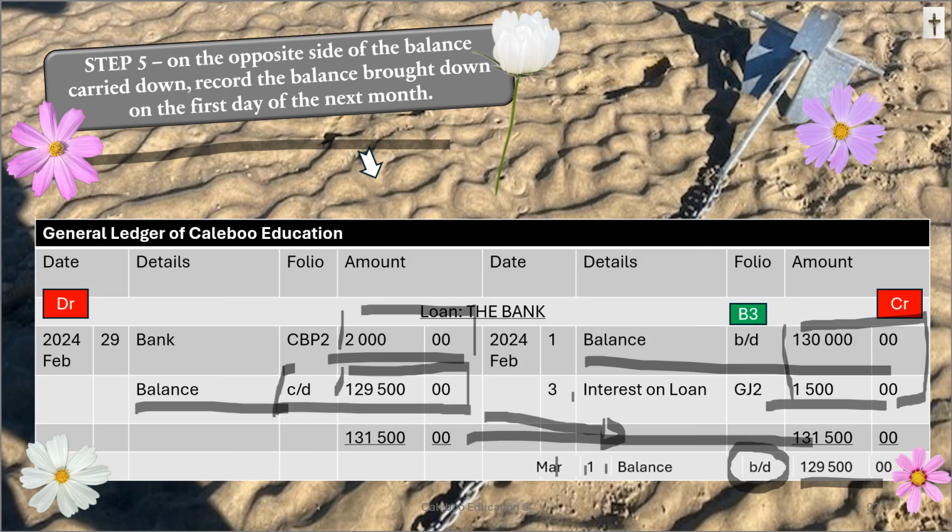I just want to point this out. The balancing amount is known as the balance carried down. It happens on the last day of the month, and the balance brought down happens on the first day of the next month, and it's called brought down. Brought down on the first day of the month, carried down on the last day of the month. You can see we started this account here on the 1st of February, and it was the balance brought down. So on the first, brought down, on the last day of the month, carried down.